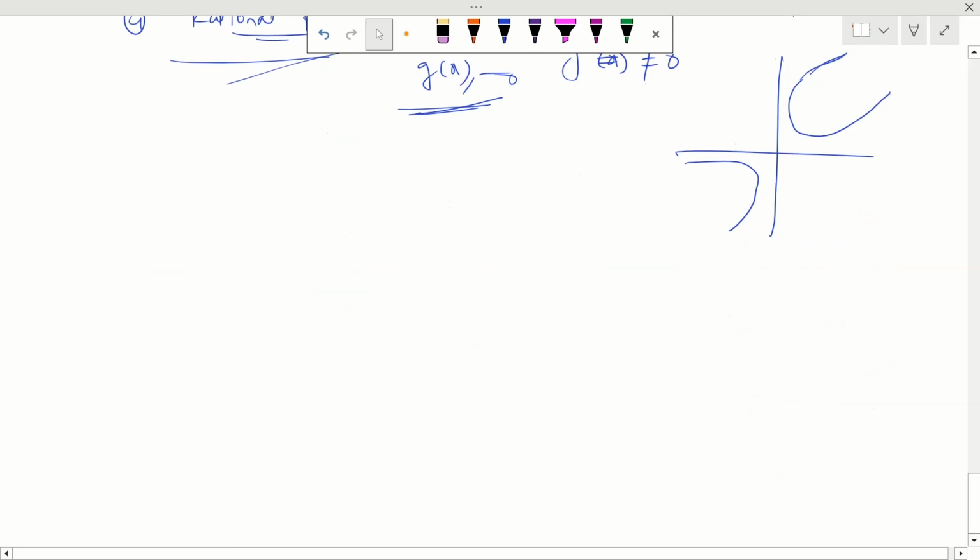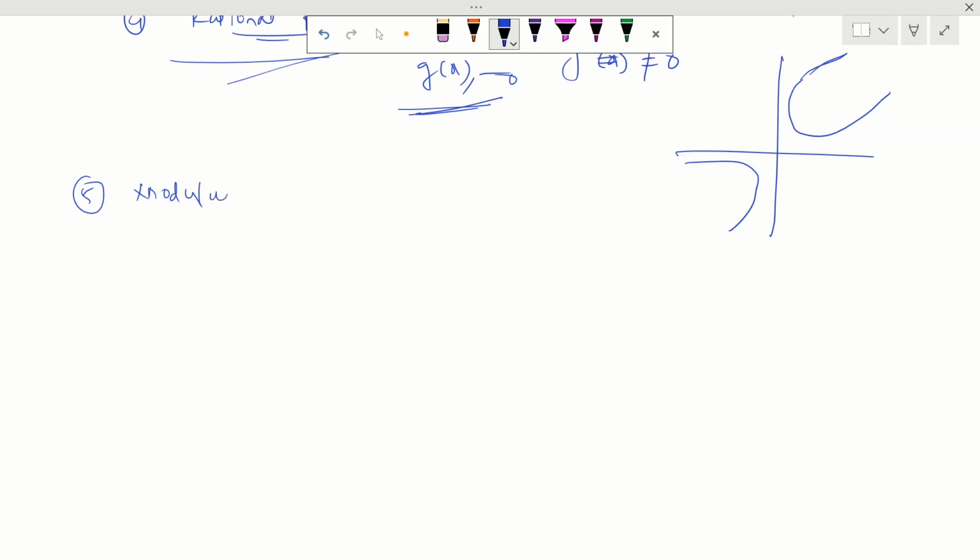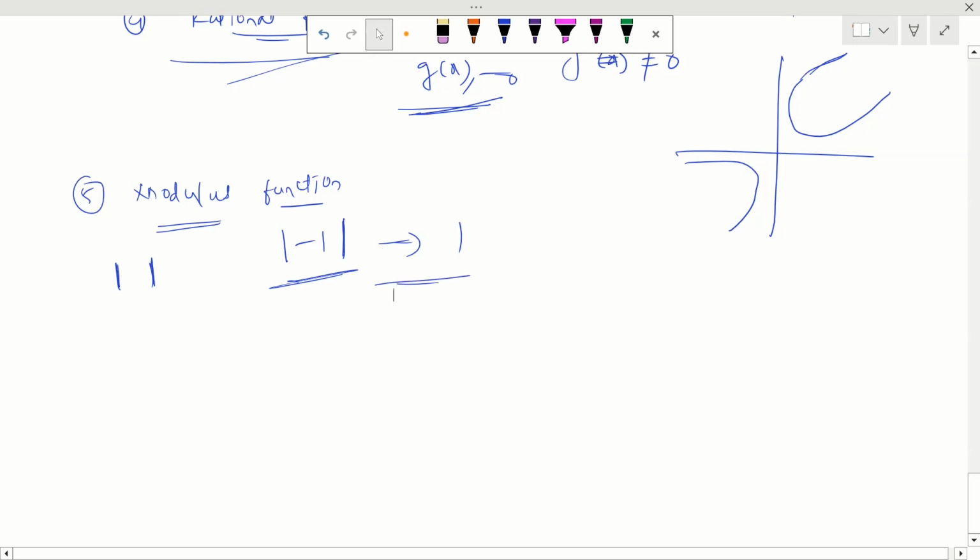Now one more function remains, that is the modulus function. So what does modulus function mean? Suppose we are writing the modulus of a negative number. The modulus function is written with this symbol. The modulus of any negative number is positive only. We'll get a positive value.